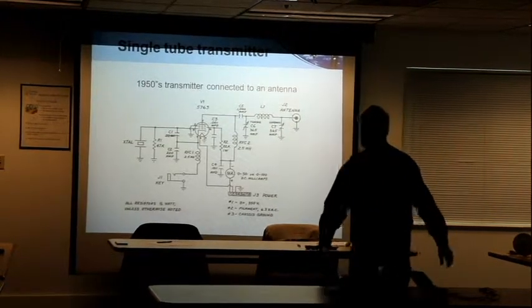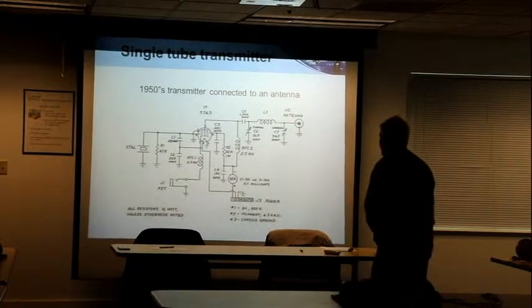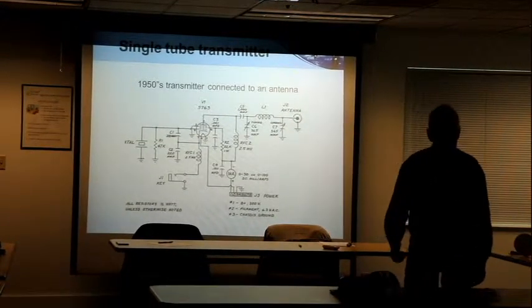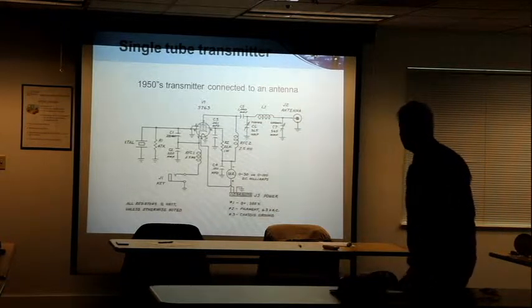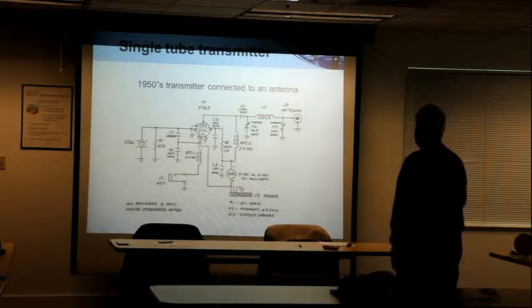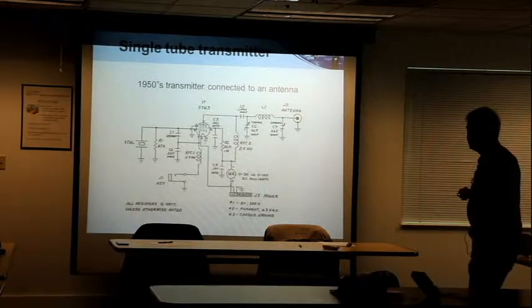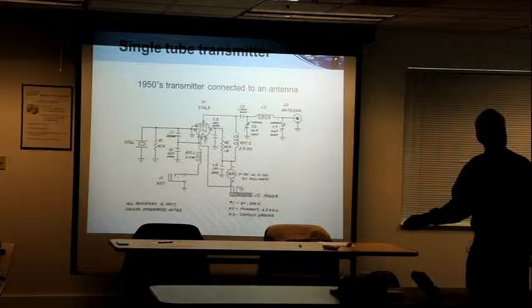So this is a famous old 1950s or 1960s single tube radio transmitter, or oscillator and transmitter. The basic thing to keep in mind is that everything to the left of this little antenna jack, see the antenna jack at the upper right? That's where you connect your antenna.